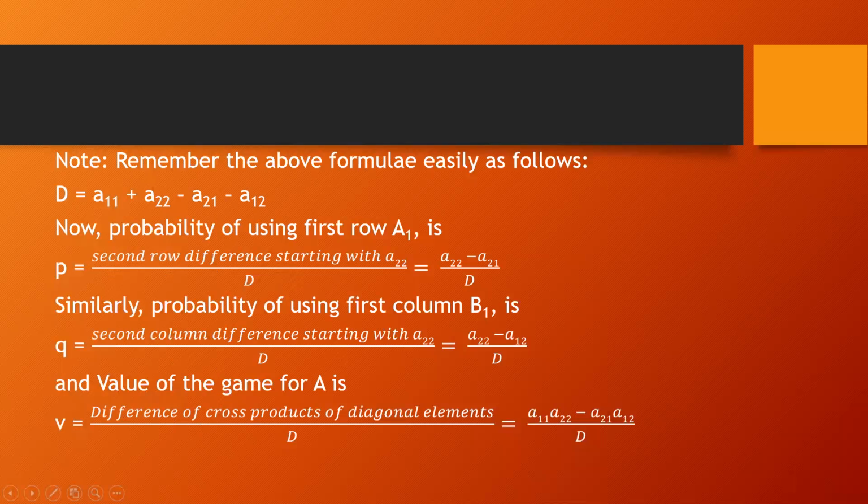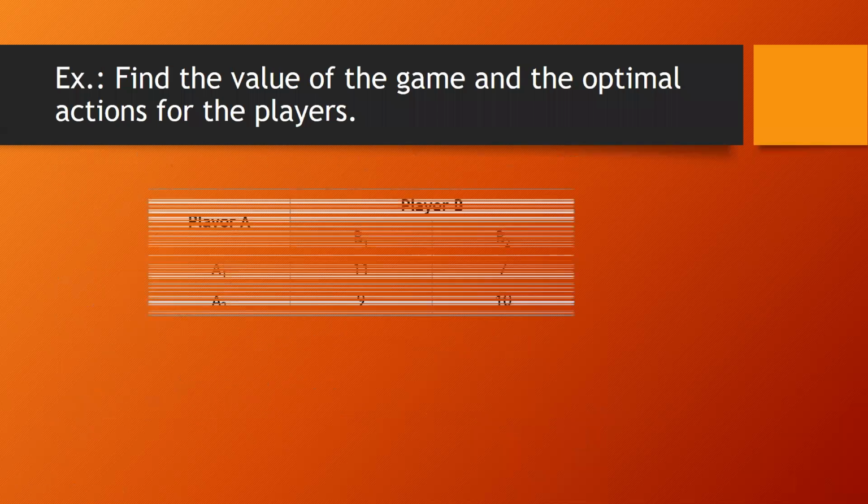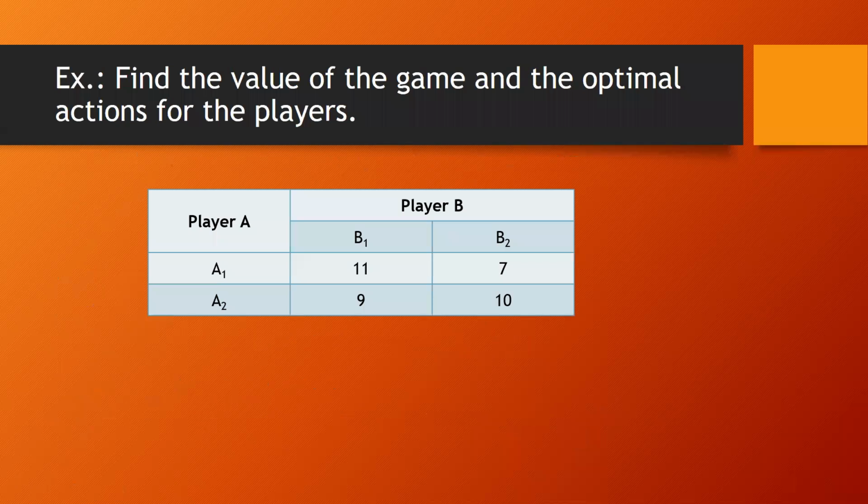Let us take an example. The question is: find the value of the game and the optimal actions for the players. Now we have been given a very simple matrix. We have two players, A and B, and the payoffs are 11 and 7 for the A1 strategy. For the A2 strategy, we have 9 and 10.